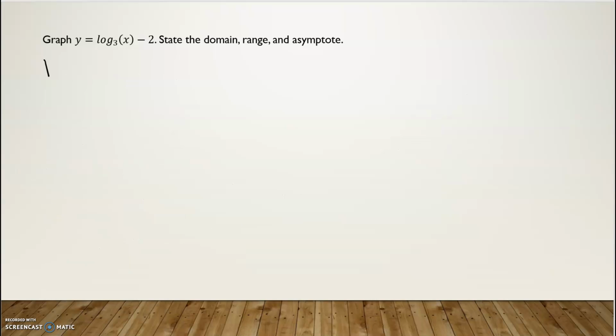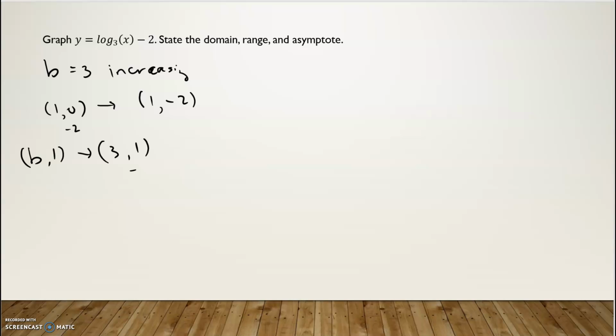Okay, now this one right here, b is equal to 3. So again, we know that this is an increasing function. Our point 1, 0, well, we're going down 2 units, so we need to subtract 2. So this will be 1, negative 2. And then our other key point, where b is 3, 1. Again, we need to subtract 2 from our y values. So this will be 3, negative 2 plus 1, that's going to be negative 1.